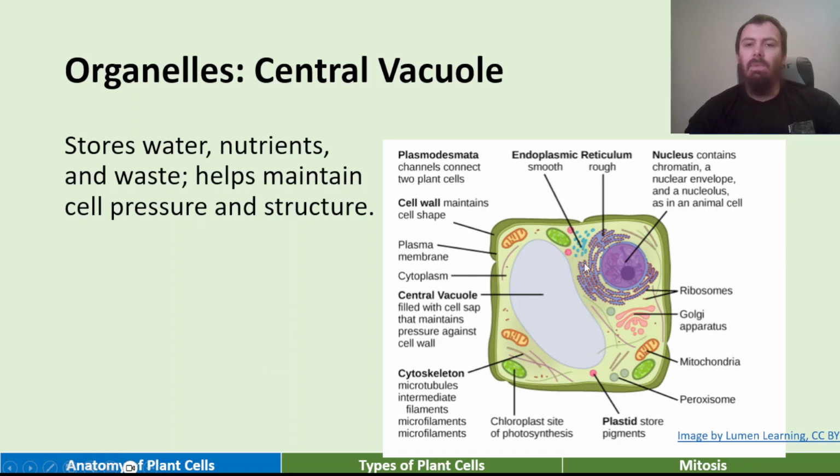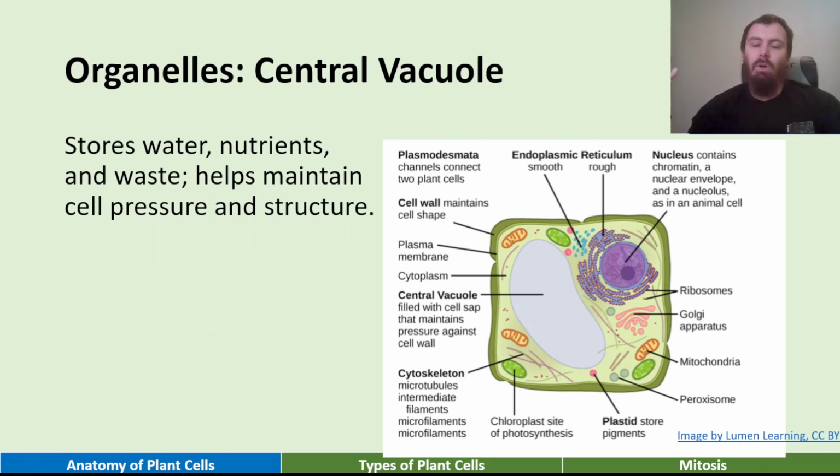Now imagine what would happen if this central vacuole collapsed. If it lost all its water. The central vacuole disappears, all these organelles flow into the middle, and the cell wall starts to collapse. It collapses in on itself, right? That's called wilting. So the central vacuole is responsible for maintaining turgor pressure.